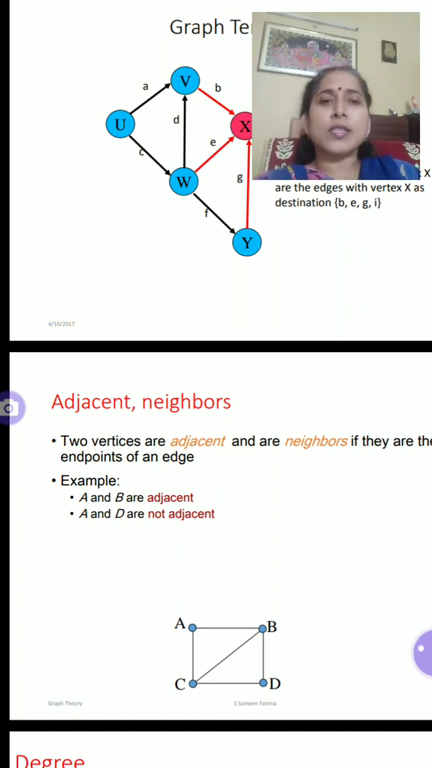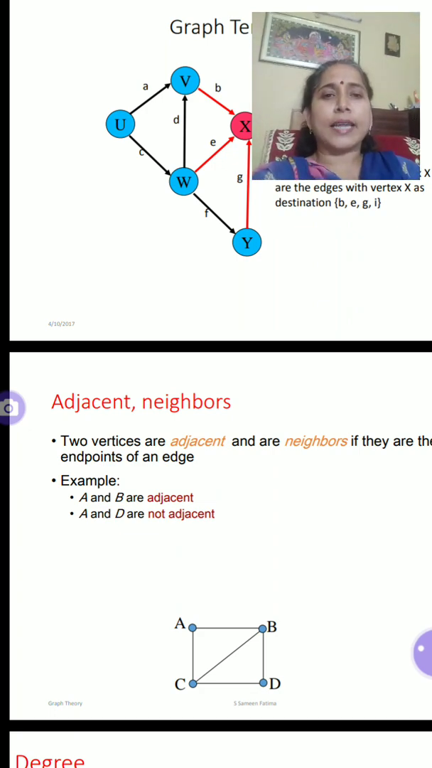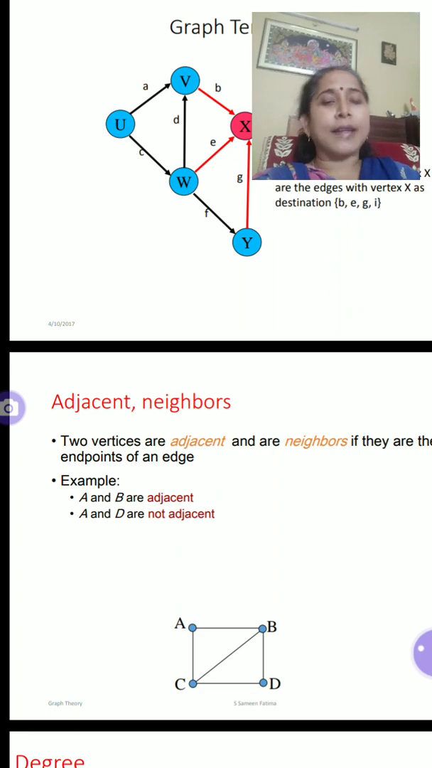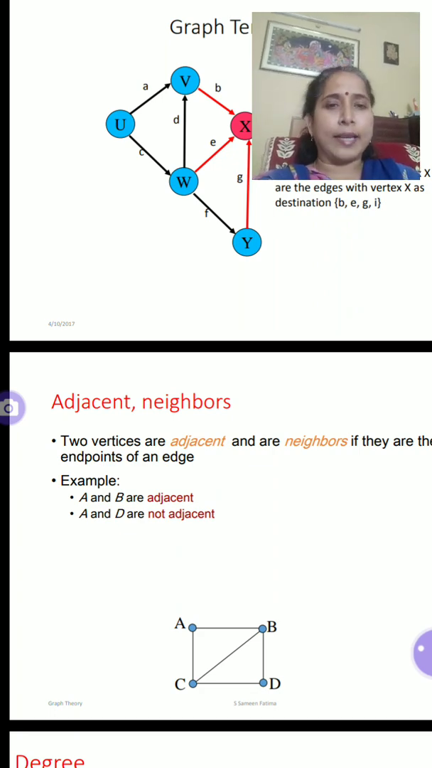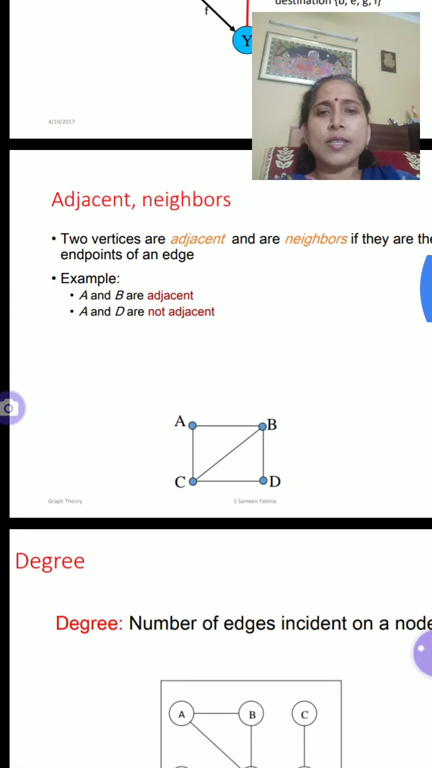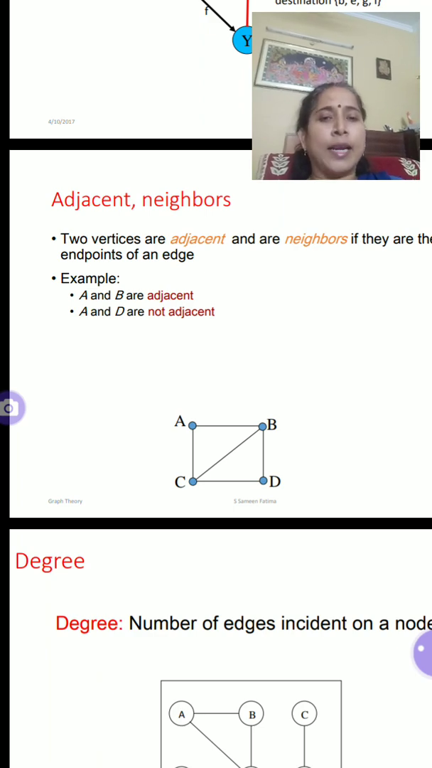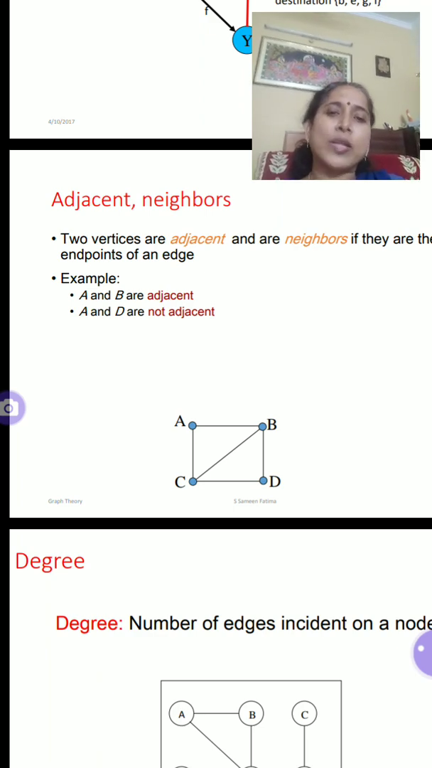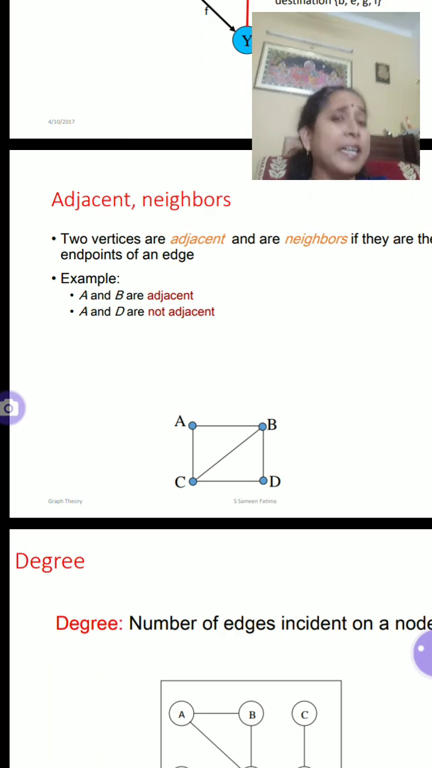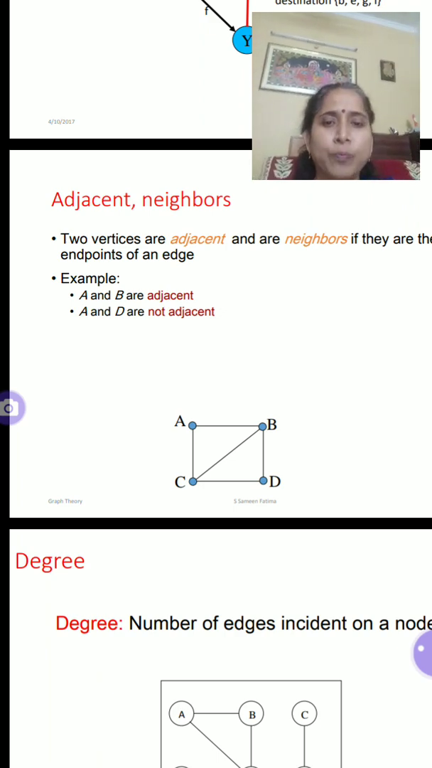Two nodes are said to be adjacent if they are connected by a single edge and they make up the endpoints of that edge. For this example, A and B are adjacent. There is a vertex A, there is a vertex B connected by an edge AB. A becomes one endpoint and B becomes the other endpoint, so they are adjacent. But A and D are not adjacent. Why? Because there is no edge that connects A to D directly.